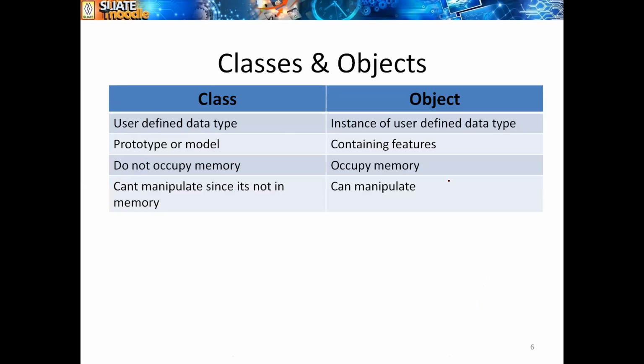What is the difference between class and object? A class is a user-defined data type. An object is an instance of a user-defined data type. A class is a prototype or model. An object contains features. A class does not occupy memory. An object occupies memory. Because an object occupies memory, it can be manipulated. But a class cannot be manipulated since it is not in memory.